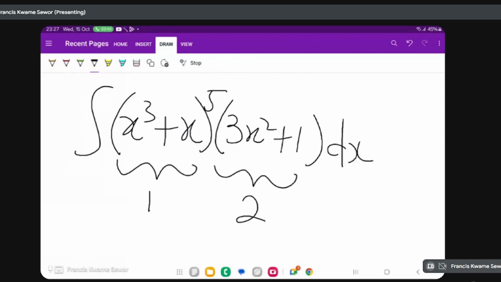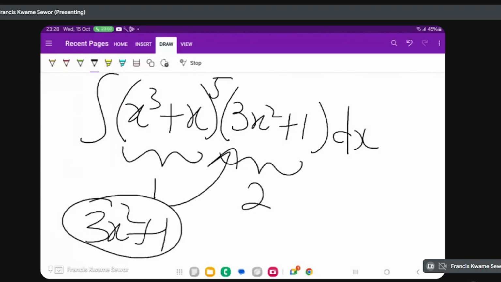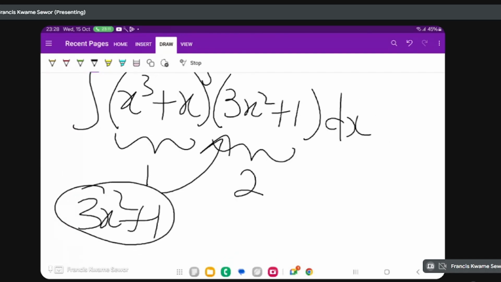If you look at it, I will take function 1 and differentiate it. What will I get? 3x squared plus 1. At once, I know that this can cancel this completely, right? That gives you a clue that this is a substitution method. So how do we go? The one that you differentiated, you make it u equals that function. u is equal to s cubed plus x.